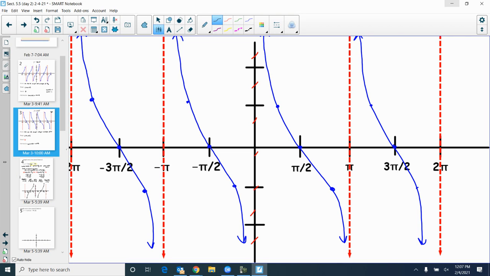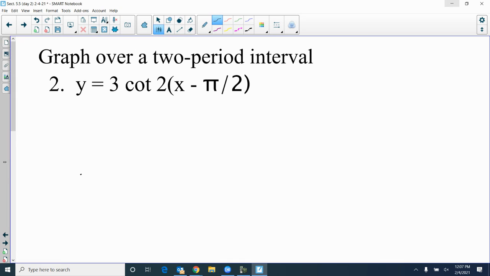Now, all right, what do we got on here? Vertical stretch. All right, so take a look at that. Ian Kelsey, what would be my vertical stretch? 3. Yes, 3. It's that constant out in front. How do I find the period, Connor? Pi over b. And what's my b value? 2. Good. So my period is pi over 2.